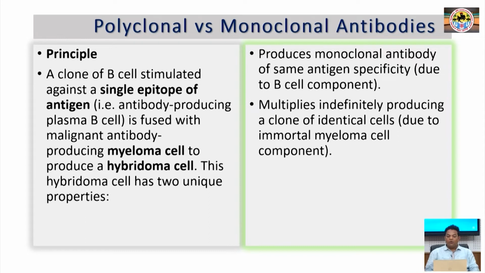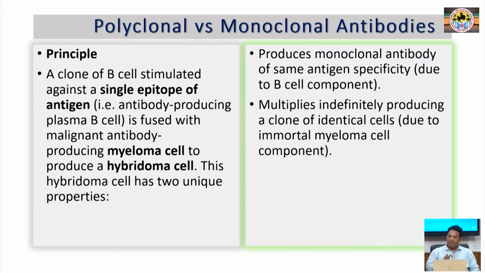Number one, it produces monoclonal antibody of the same antigen specificity due to the B cell component. If the B cell develops in the future, it will produce its progeny in the same way as the property possessed by the B cell. Another one is that it multiplies indefinitely, producing a clone of identical cells, due to the immortal myeloma cell component.